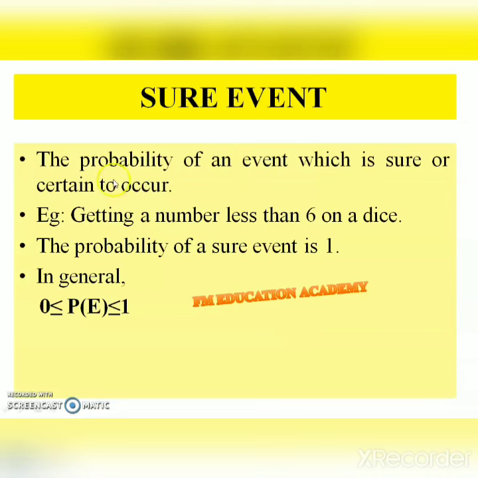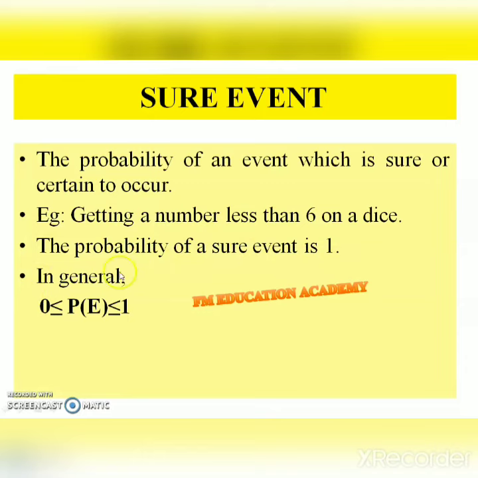Now, what is a sure event? The probability of an event which is sure or certain to occur, that is 100% it will occur, is called a sure event. For example, when we toss a die, we have 6 faces on it, right? So getting a number less than 6 is a sure event, because we can have 1 or 2 or 3 or 4 or 5 or 6. That is, from those 6 only we will get one face. That is 100% sure we'll get one face less than 6. That is why getting a number less than 6 on a die is a sure event. And always the probability of a sure event is 1.